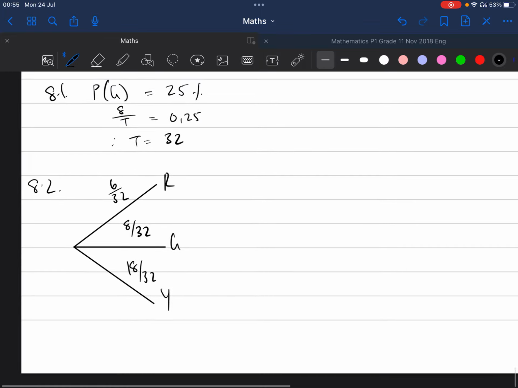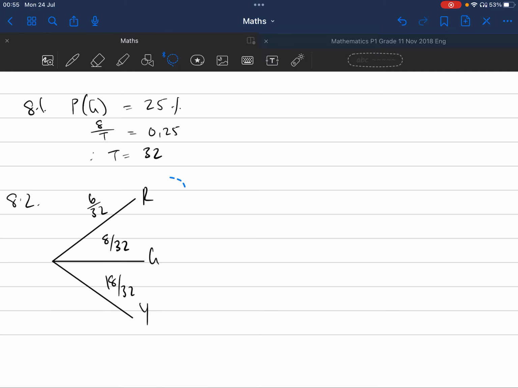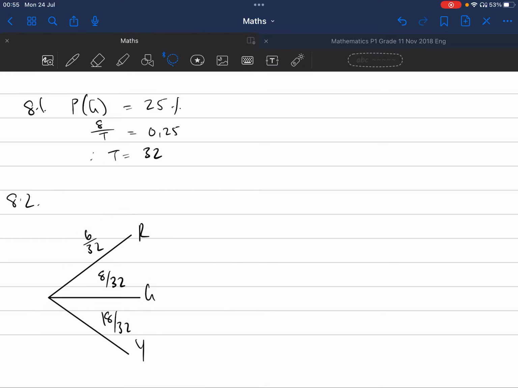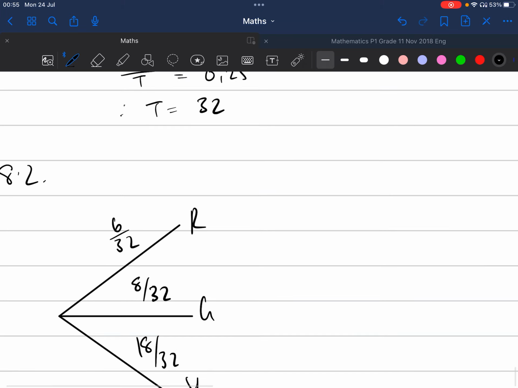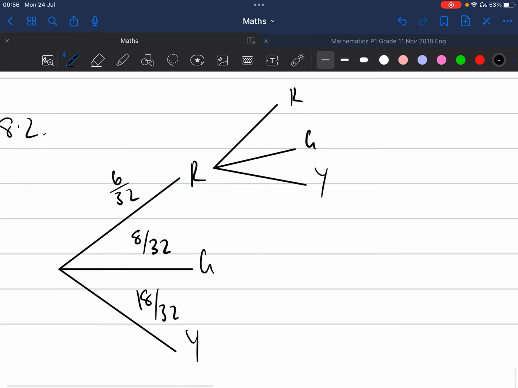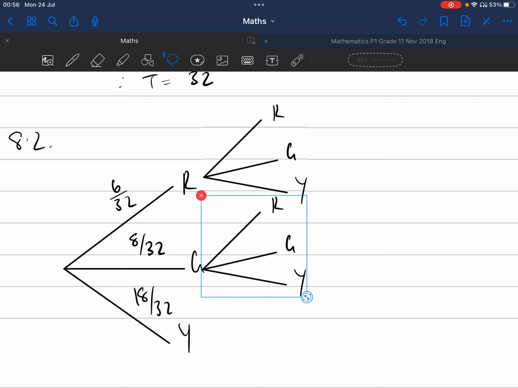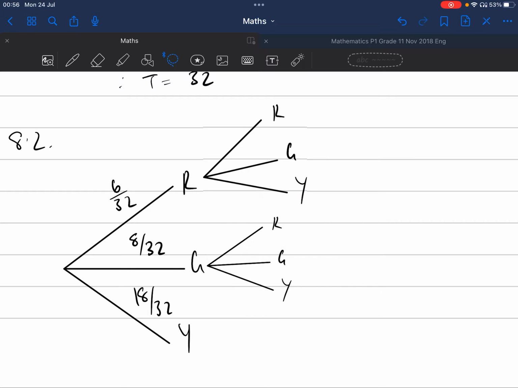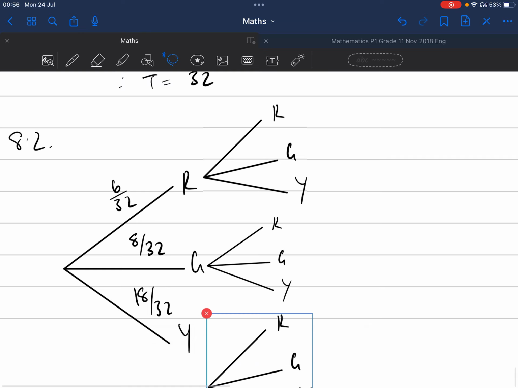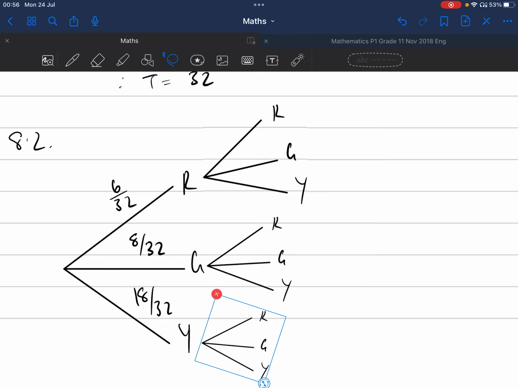Now, let's say you pick one of these. Now what's going to happen? Let's see. So let's say you pick red. Okay. In my next pick now, there's 3 things that can happen again. Right? I can either get red again, or green, or yellow. Okay. I'm just going to copy this and put it for the rest of those as well.